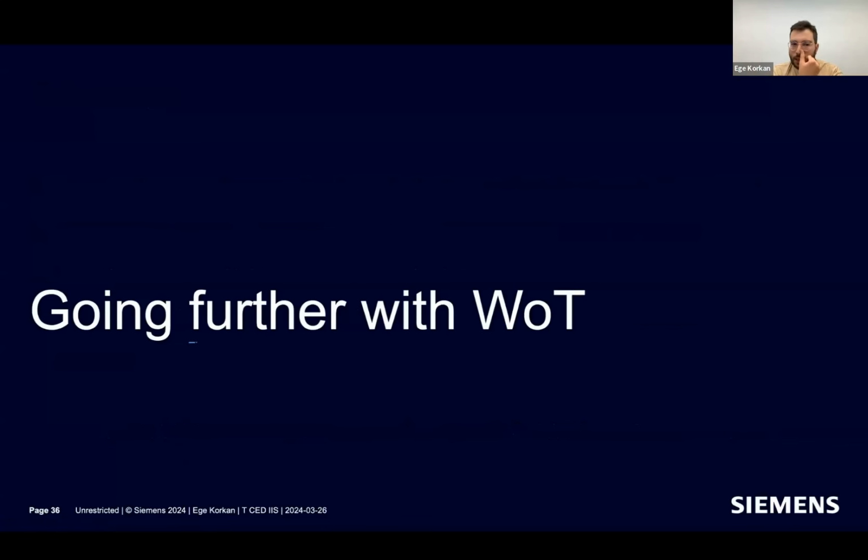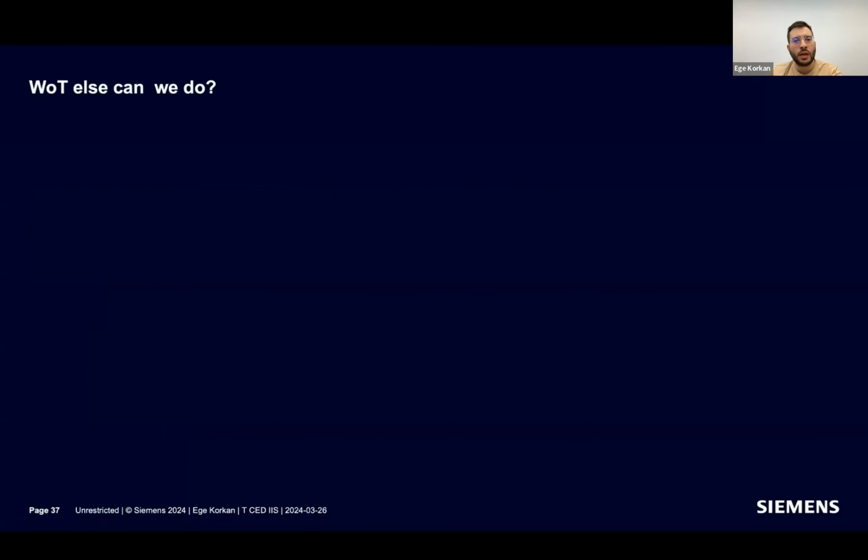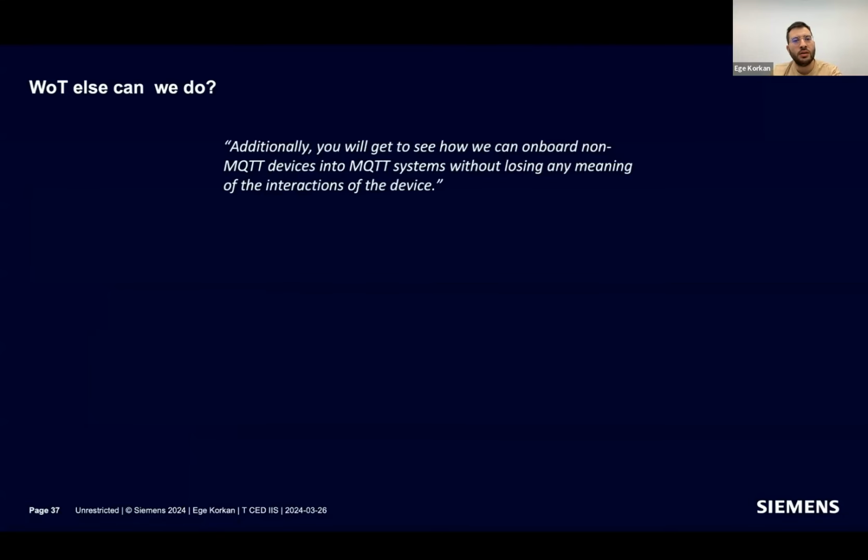And with the last part, I want to go to this part where we can really think a bit further than just MQTT. Actually, what else can we do with the Web of Things? In the event description, we put this part about how we can onboard non-MQTT devices into MQTT systems without losing any meaning of the interaction of the device.